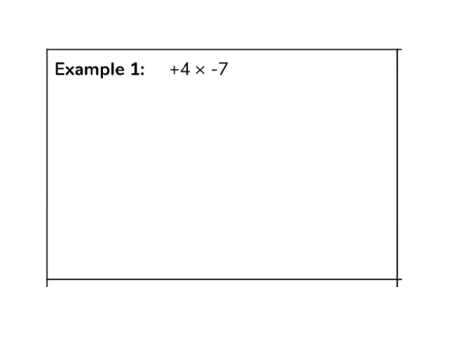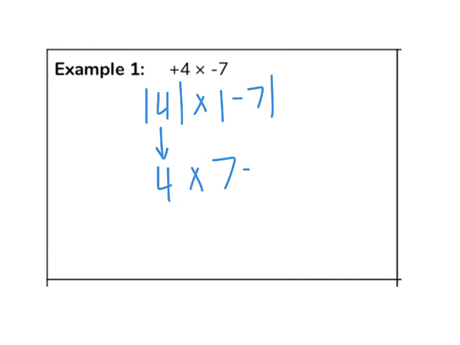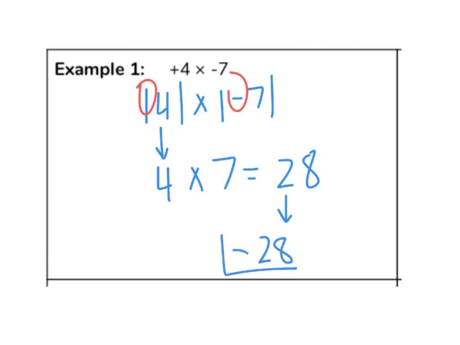So let's take a look at our first example. Our first example is positive 4 times negative 7. So you are going to find the absolute value of positive 4 times the absolute value of negative 7. The absolute value of 4 is 4, times the absolute value of negative 7, which is 7. So I get an answer of 28. But I am multiplying numbers with two different signs. So if the signs are different, that tells me that my final answer is going to be a negative 28 versus a positive 28.